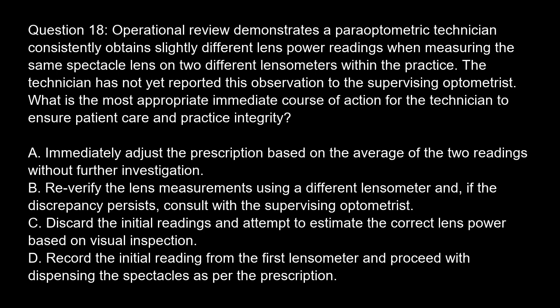Option A. Immediately adjust the prescription based on the average of the two readings without further investigation. Option B. Re-verify the lens measurements using a different lensometer, and if the discrepancy persists, consult with the supervising optometrist. Option C. Discard the initial readings and attempt to estimate the correct lens power based on visual inspection. Option D. Record the initial reading from the first lensometer and proceed with dispensing the spectacles as per the prescription.